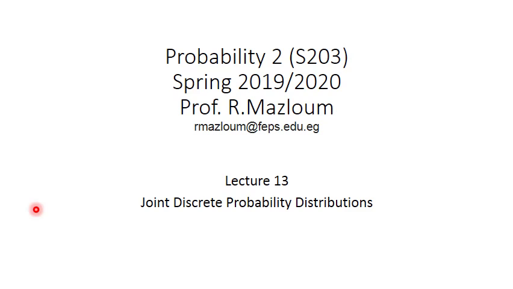Okay, and then after we defined the joint probability mass function, we moved to what we call the marginal probability mass function, which is the function for one of the variables. So if you know the joint probability mass function for X and Y, how can you get the probability mass function of X alone or the probability mass function of Y alone? Okay, now we are going to continue with this subject, the joint discrete probability distributions.